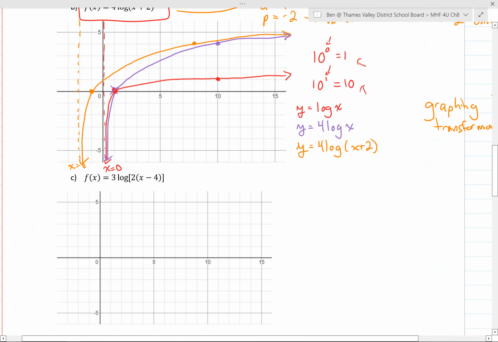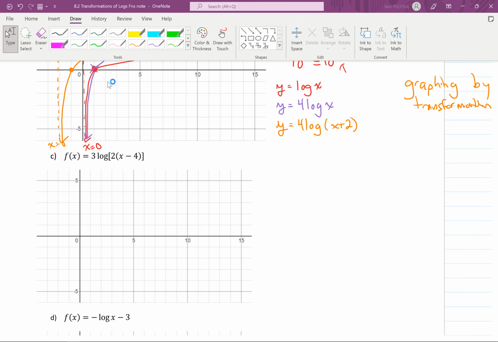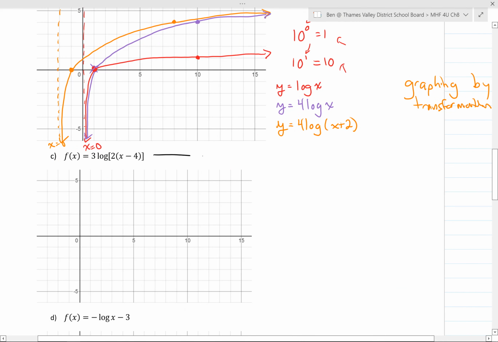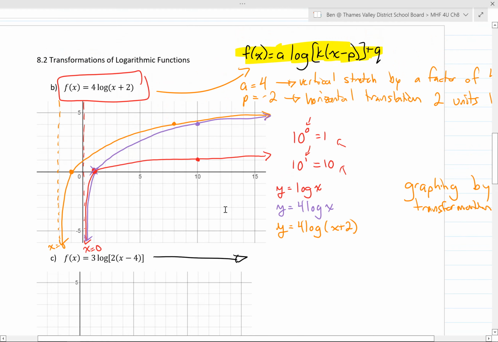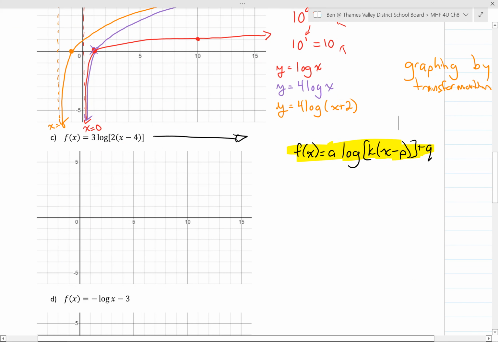prefer to graph by the mapping rule. So let's work with the mapping rule down here. Again, we can take our general transformed version of a log function here to work with, and I can come up with the transformations that are being applied. Or rather, I come up with my a, k, p, and q values, right? So here, a equals 3, k equals 2, p equals positive 4 here, and q equals 0. There is no q value.